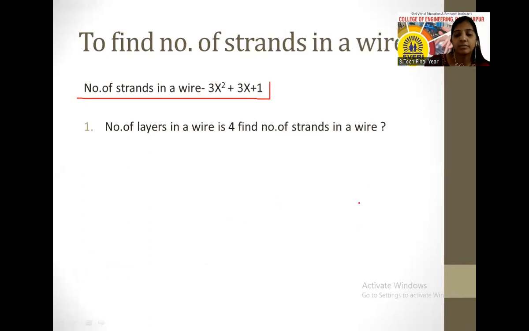All of you note the formulas. If you have to find the number of strands in a wire, then you can use this formula: 3x square plus 3x plus 1. So here what is given? The number of layers is given. That is denoted by x. Now we have to find the number of strands in a wire or conductor.